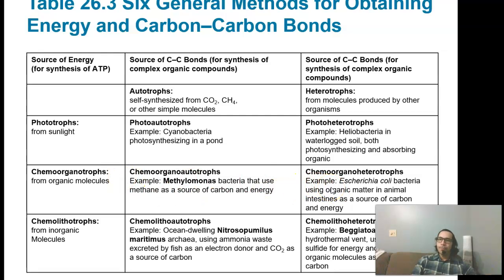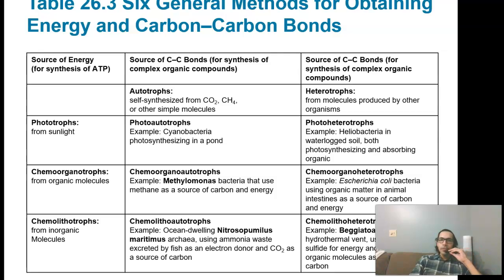And now the source of carbon for the synthesis of complex compounds. Is it coming from the environment, like CO2 or methane, or is it coming from other organic sources, from other organisms? Well, it says here that it's coming from the organic matter in animal intestines, so that's from other organisms. So this would be a chemoorganoheterotroph.